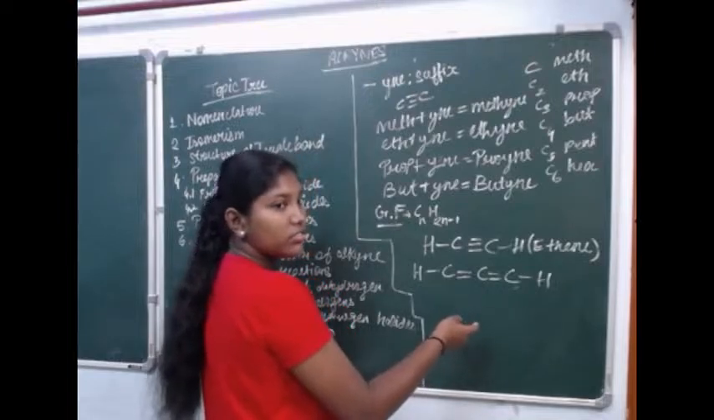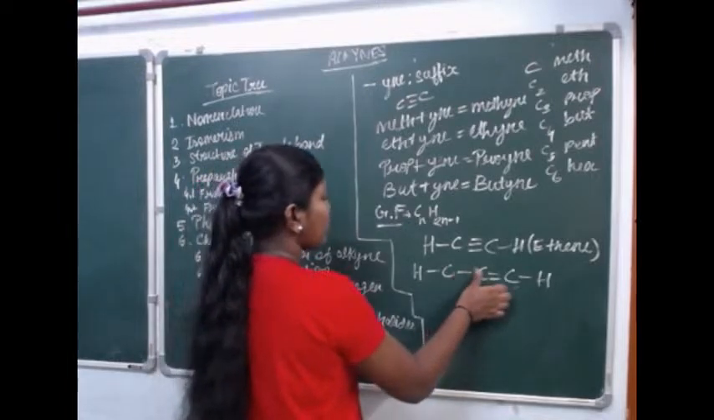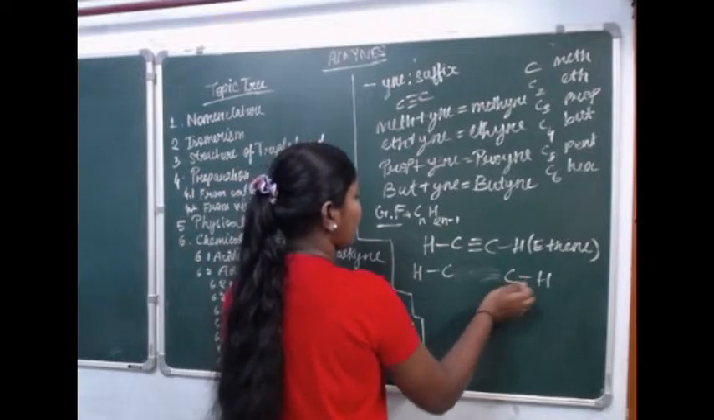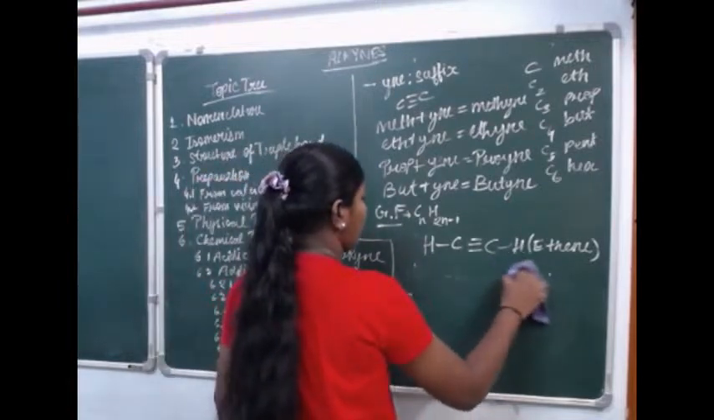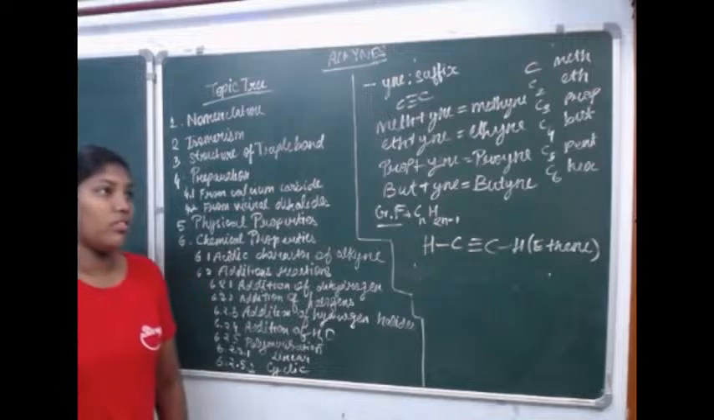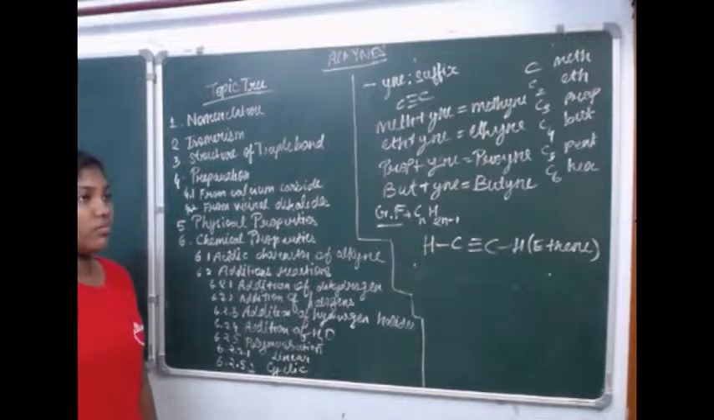Why have you put so many bonds? You should write only one triple bond. Now listen. Eth, prop means what? Listen here. Prop means 3. So propyne, that is 3 carbons with the one triple bond.